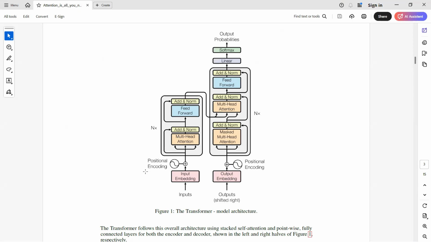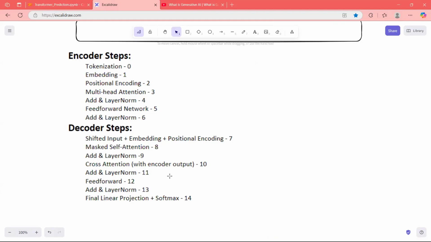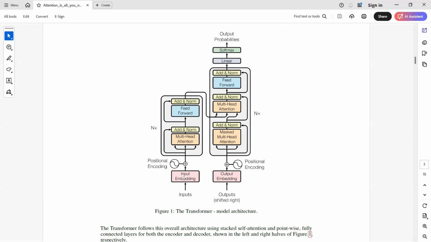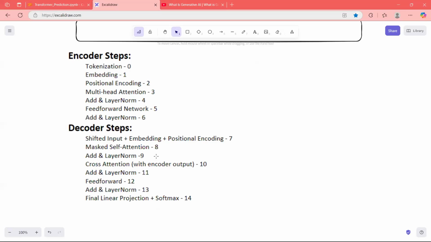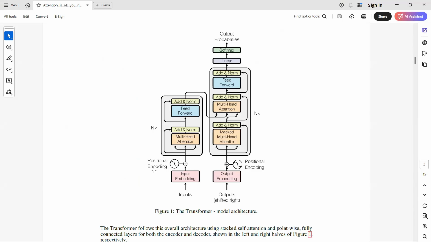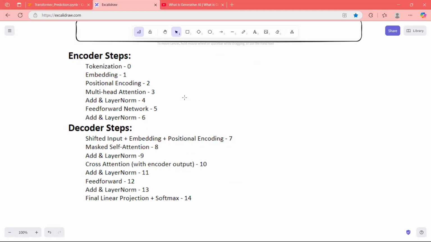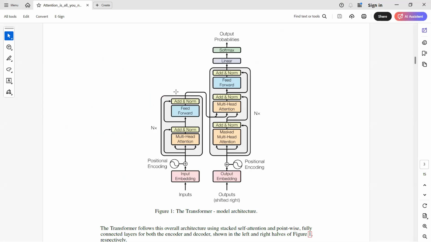What happens inside the encoder is, as you can see, tokenization is step 0. Embedding is step 1. So I'm starting from here, embedding. Positional encoding is step 2. Multi-head attention is step 3. Add and norm is step 4. Feed forward neural network is step 5. Add and norm is step 6. Encoder done. So 1, 2, 3, 4, 5, 6.